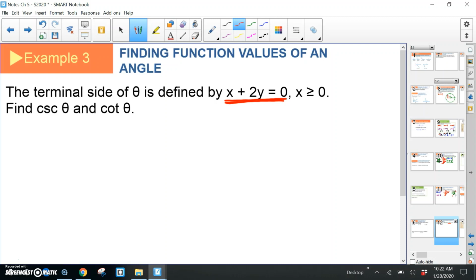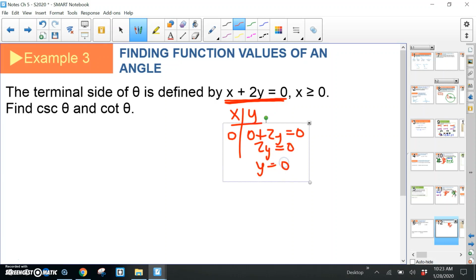So one thing we could do is graph it, but another thing we could do is just make a table. Okay, so if I make a table and plug something in, if I plugged in 0, I would get 0 plus 2y equals 0, 2y equals 0, so y equals 0. I can see the point 0, 0 is one of my points that's on this line, right?